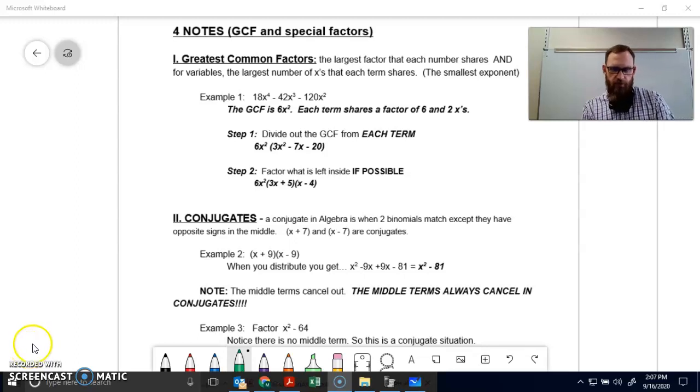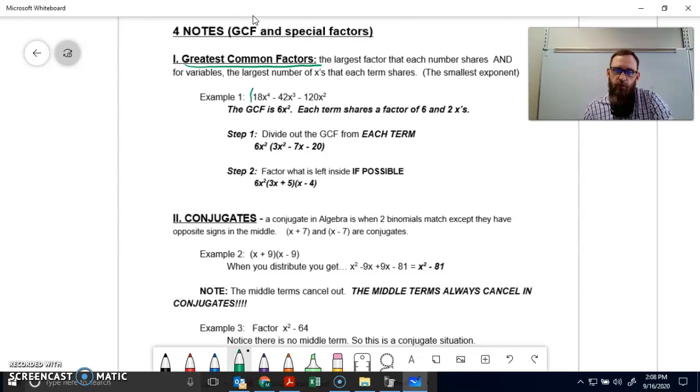Welcome to today's lesson. This is for Thursday, 9/17, and we are going to be looking at factoring GCFs and special factors. Now, the first concept is factoring out a greatest common factor. Greatest common factor, if you don't know already, is the largest factor that each number shares. And for variables, it is the largest number of x's that each shares, which is usually the smallest exponent.